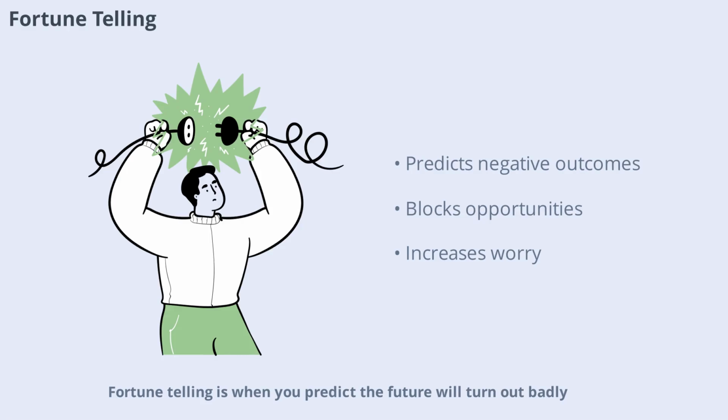Fortune telling is when you predict the future will turn out badly even without evidence. For example, you might think, I know I'll fail this interview. This distortion can stop you from trying new things or taking risks. By challenging these predictions, you can open yourself up to new possibilities and reduce unnecessary worry.